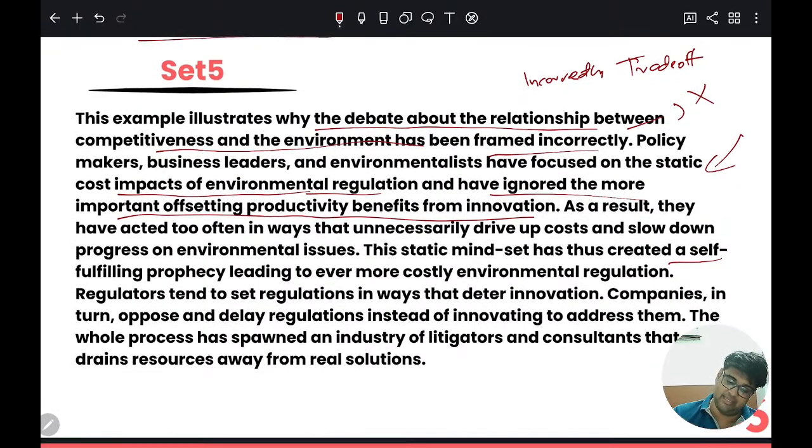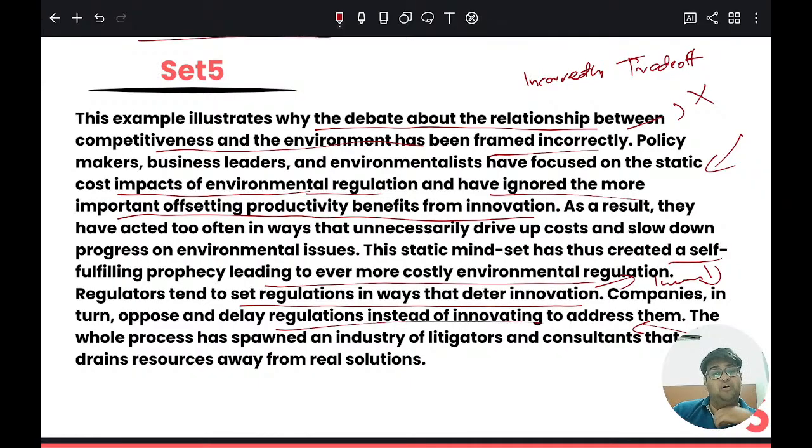Now, what is the prophecy? Like the regulators set regulations in ways that deter innovation. They won't promote innovation. Innovation is not promoted. In companies, they delay regulation instead of innovation. They are like, I'm not going to pay attention to this. I'll pay the fine or whatever. I'm not going to innovate because this thing is really hardcore.